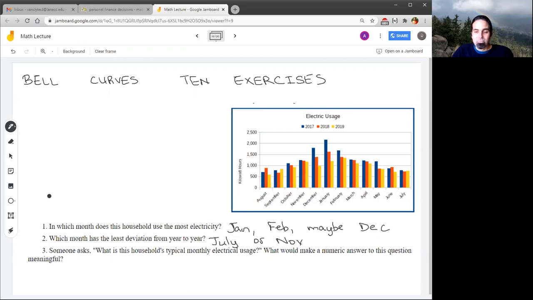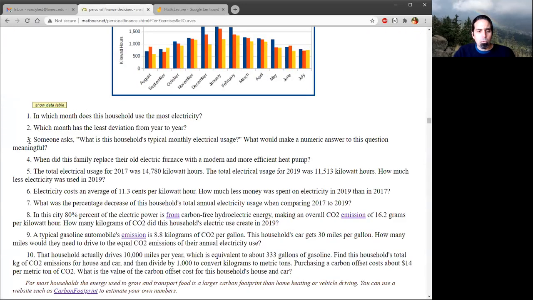Just asking the typical monthly electrical usage is a bit broad. So I think narrowing it down to a specific year or a specific season would help. Okay. Yeah, so specific year or season. That makes sense to me. Okay, moving onward, number 4 and 5. I bet we can fit those on one slide.